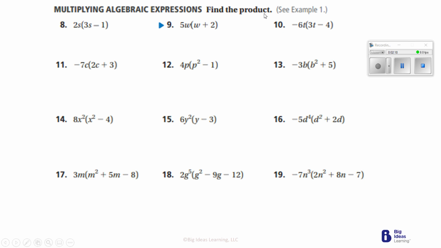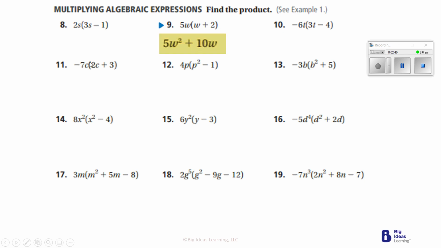Now it says find the product. I have number 9 to do. If I'm taking 5w times w, that's going to be 5w to the second power. And 5w times 2 will be 5 times 2, that's 10w. So this is going to be 5w to the second power plus 10w.